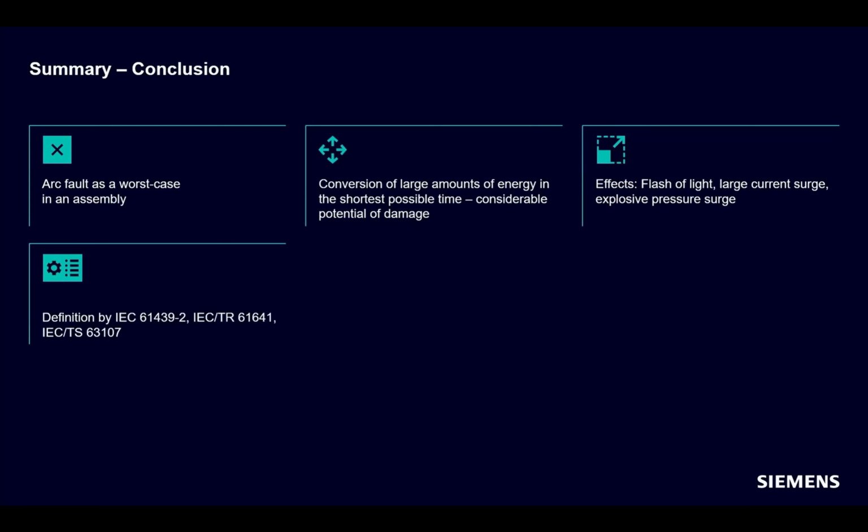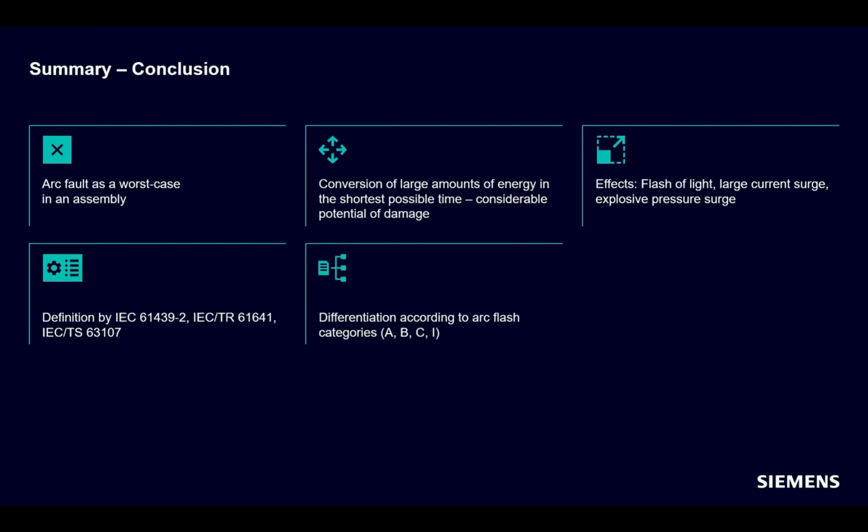IEC 61439-2 defines the basic specifications with regard to the requirements for switchgear design verifications, but not for arc fault protection. IEC Technical Report 61641 defines arc protected and arc tested zones. The technical specification 63107 describes the integration of active arc fault protection systems.